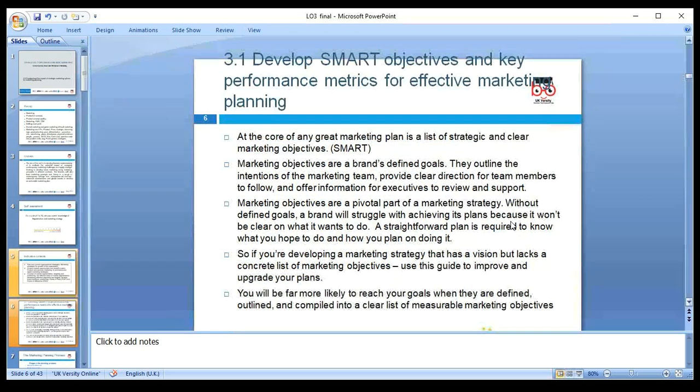Okay, so first we have our assessment criteria 3.1, develop SMART objectives. We all know what the word SMART stands for. First, please, yes or no? Or can we explain what the word SMART stands for? Specific, measurable, achievable, realistic, and time bound.